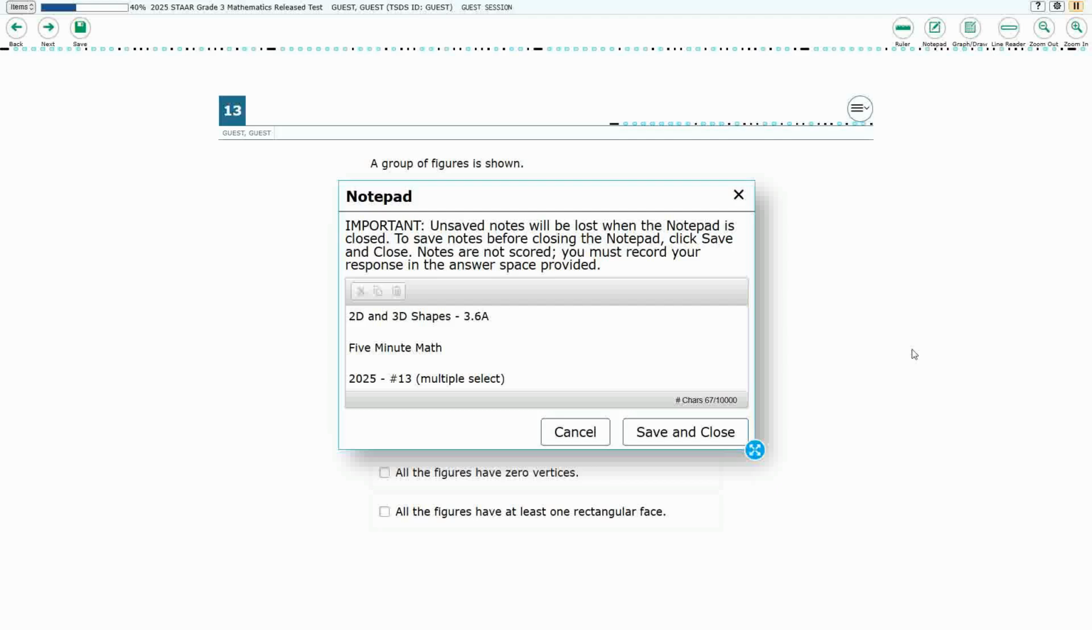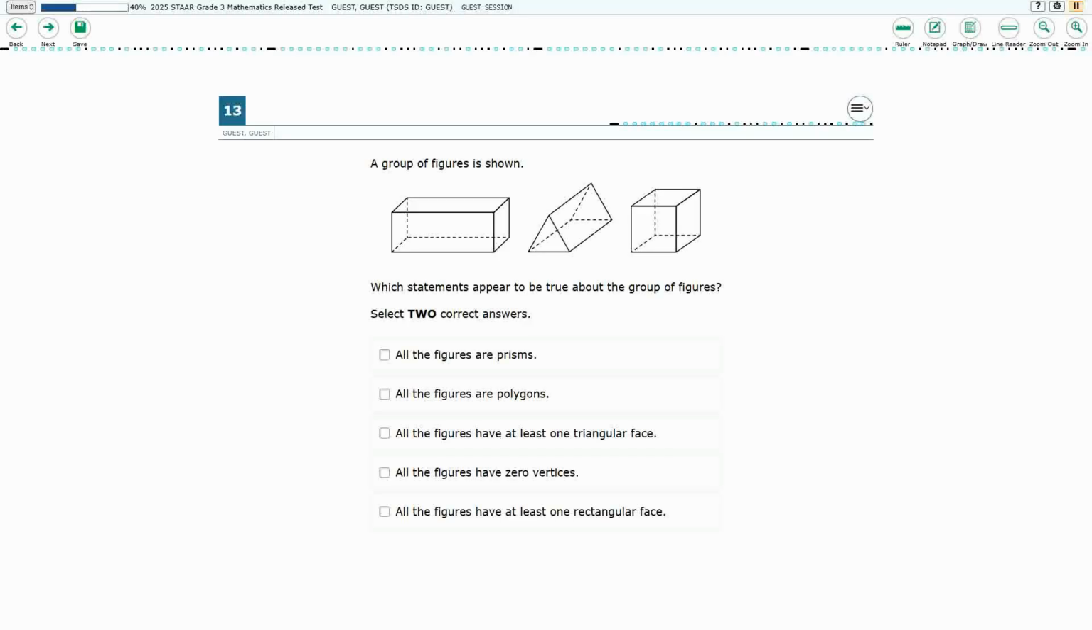Today we are looking at the third grade concept of 2D and 3D shapes. This is standard 3.6a in the great state of Texas, and we are using item number 13 off the 2025 released STAAR test. This is a new item type called multiple select. If you haven't done so already, please go ahead and take a moment to pause the video, work this problem out on your own, unpause it, and we will look at our answers together.